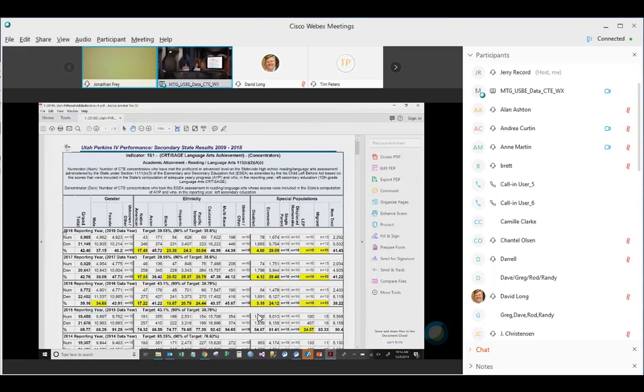When you're looking at these reports, pay attention. They're color-coded to let you know what's going on. If a line is all red, it means that you missed the entire target for that year. Where you see yellow in the cells, that's where you've missed for that subgroup. So, for example, Native Americans didn't meet it in 2018, 17, or 16.